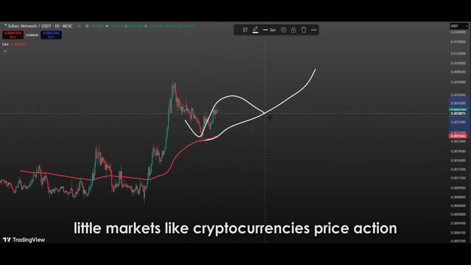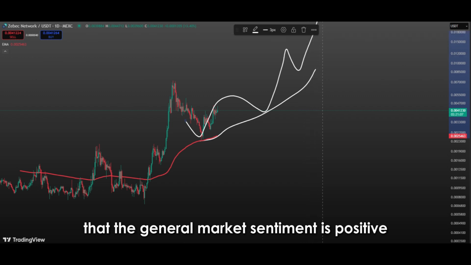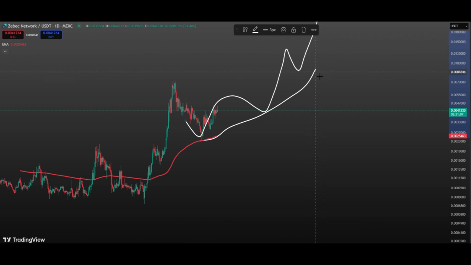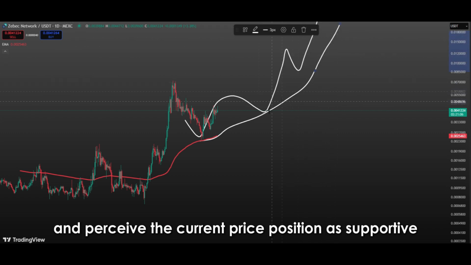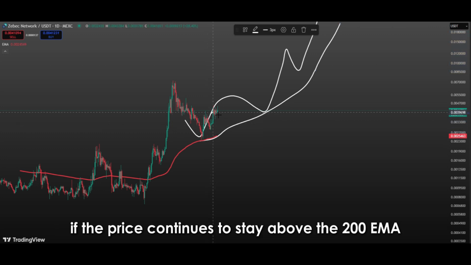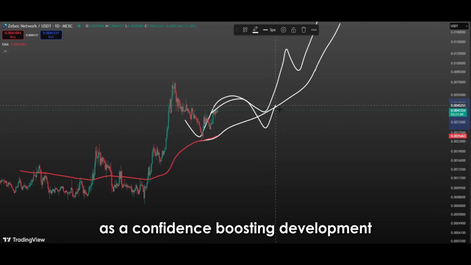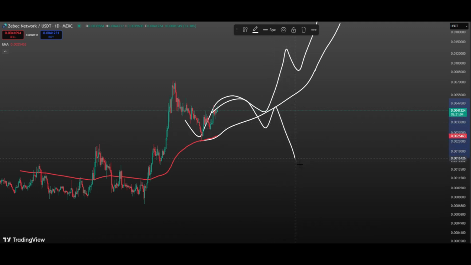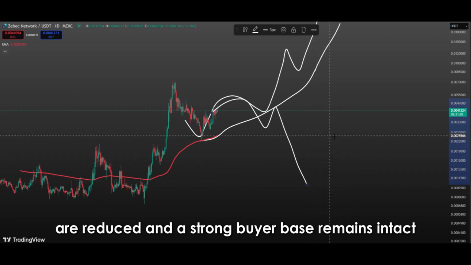Especially in highly volatile markets like cryptocurrencies, price action trading above the 200 EMA sends significant signals that the general market sentiment is positive. This suggests that investors have a bullish outlook in the medium to long term and perceive the current price position as supportive. If the price continues to stay above the 200 EMA, this technical setup is seen by investors as a confidence-boosting development. Such a structure usually means that the market's downside risks are reduced and a strong buyer base remains intact.